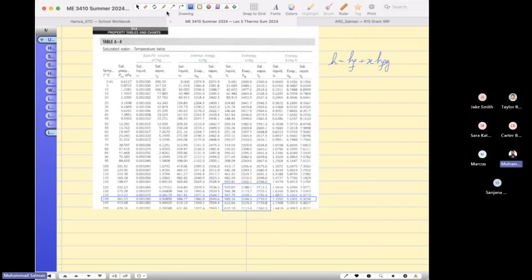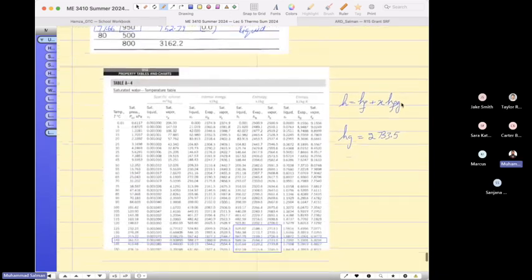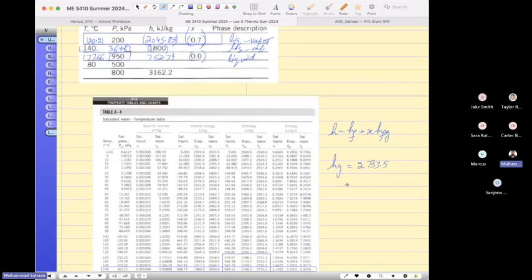So look, what is hg over here? It is 2733.5, and our H is less than that, so it is inside the liquid vapor mixture. You see, guys, liquid vapor mixture, because our H is 1800. Our H is 1800, less than hg, therefore it is inside the liquid vapor mixture.